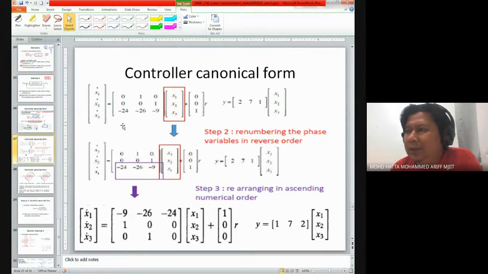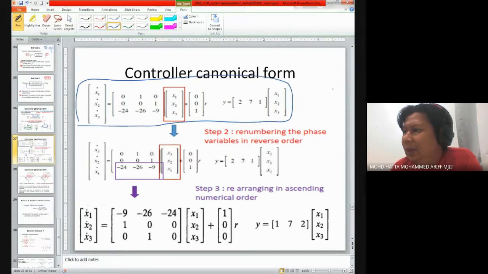Okay, let's say this is the phase variable form, the one that we had in the previous slide. Let's say I put it as phase variable form over here. We renumber the phase variables in reverse order, meaning that at the top here we have x3, down here we have x1. The same goes for this matrix. We have x3 at the top, x1 at the bottom. Of course, in the middle we are going to have x2.